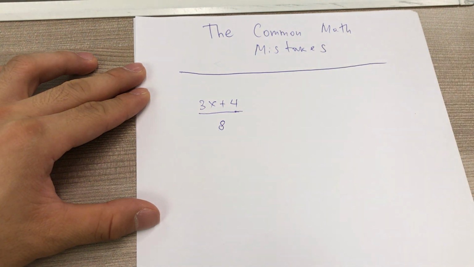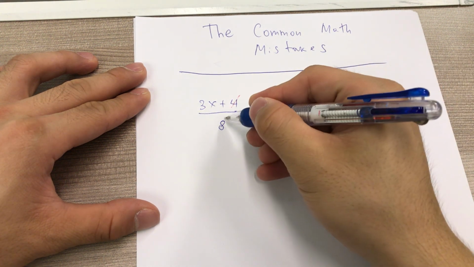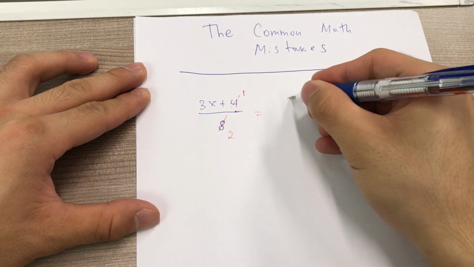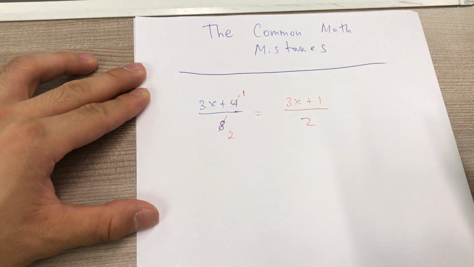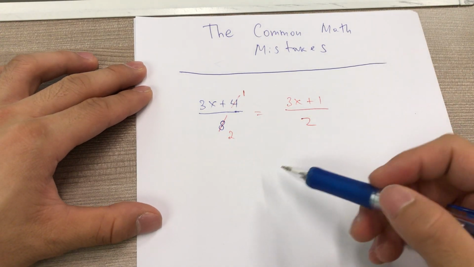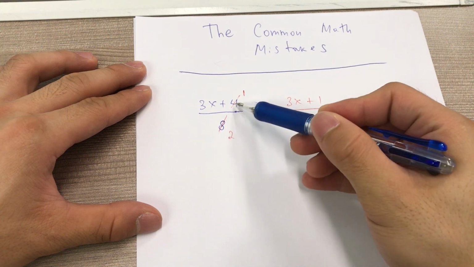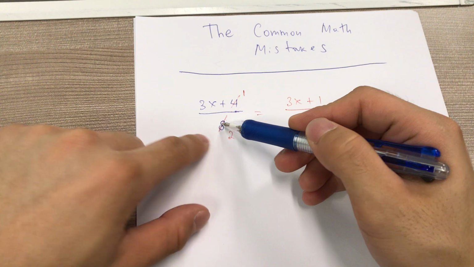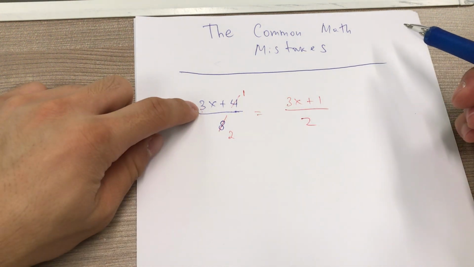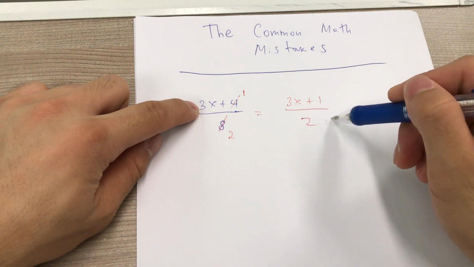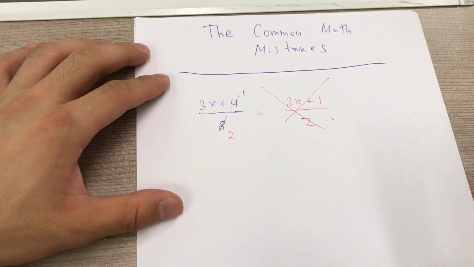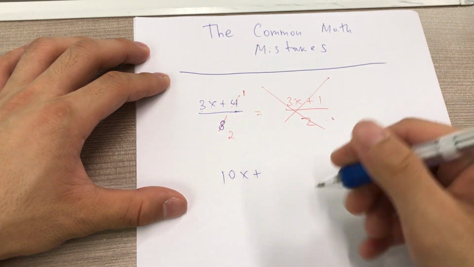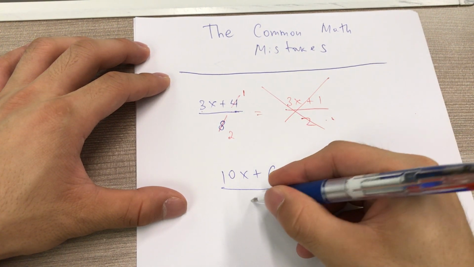So what they will do is divide this, divide that by 4, 4 becomes 1, 8 becomes 2, and then they'll just write (3x + 1)/2. This is wrong. This is not allowed. We cannot simplify only these two terms. We have to simplify the 3 as well, but since we cannot divide this 3 by 4, this does not happen. This is wrong.